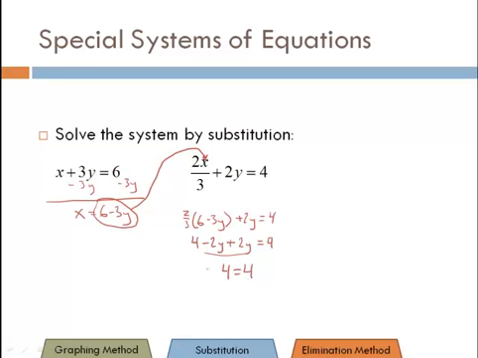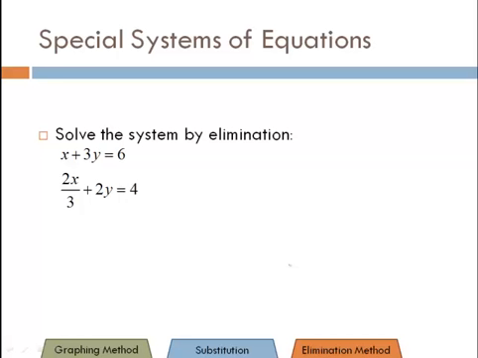And that, when we lose our variables and we have a true statement, is our clue that these two equations are identical, that they are the same. And if that reminds you of the identities that we studied earlier in the year, well, good, they should. So again, we would say that there are infinitely many solutions.